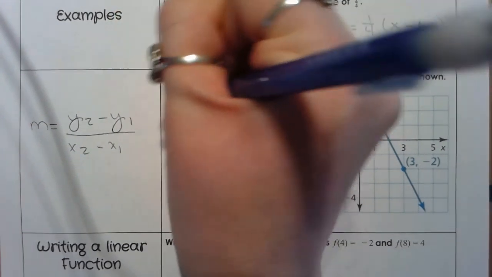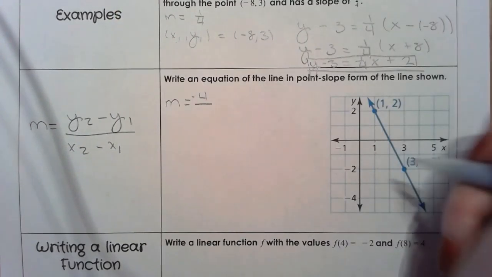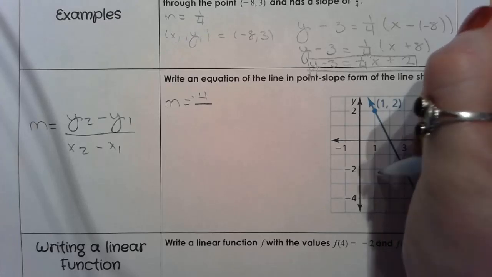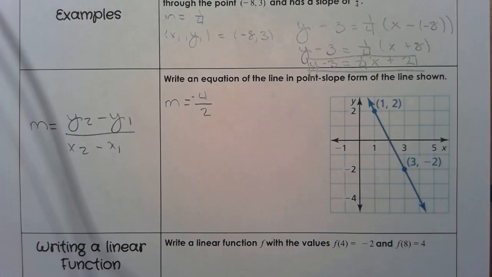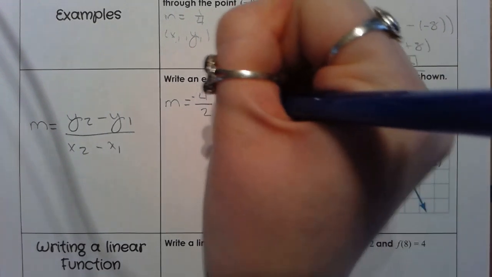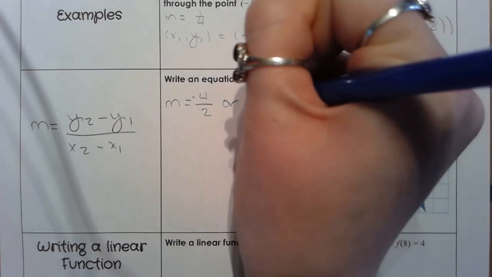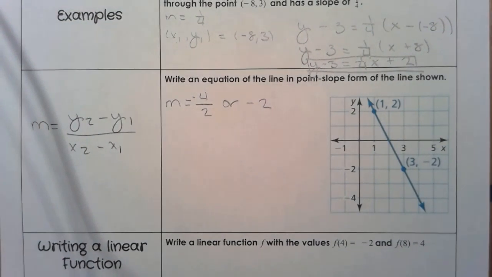So -4 over my run, which is 1, 2. So I have -4 over 2. I can simplify this a little bit further and say -4 divided by 2 is -2.